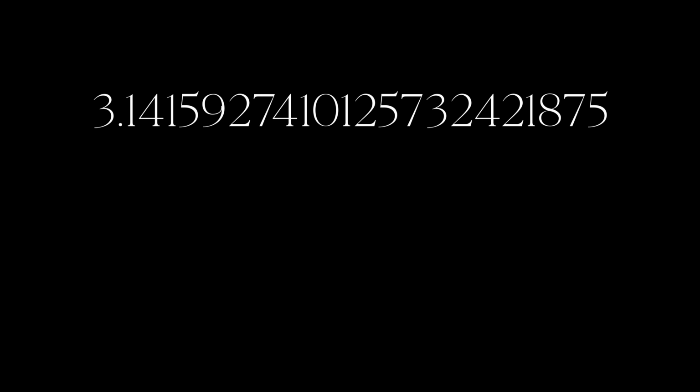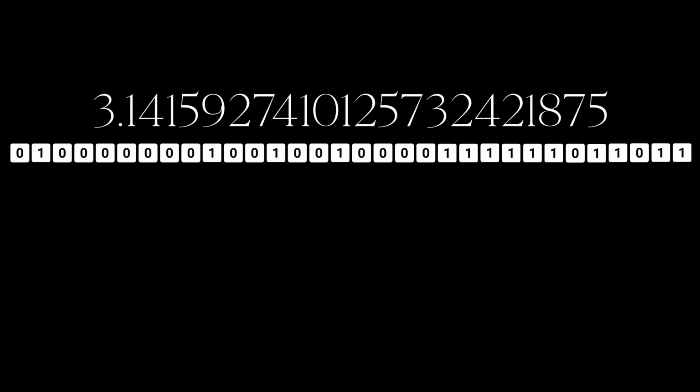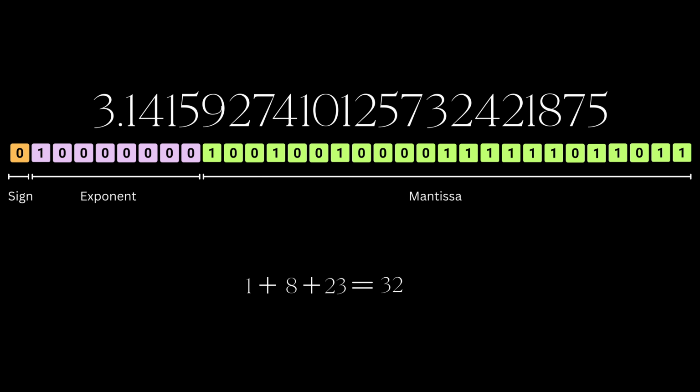The most common one used for deep learning is float 32, also known as single precision. A float 32 number is made up of 32 bits in total. 1 bit for sign, 0 means positive and 1 means negative. 8 bits for the exponent, and 23 bits for the mantissa, also called the significand.